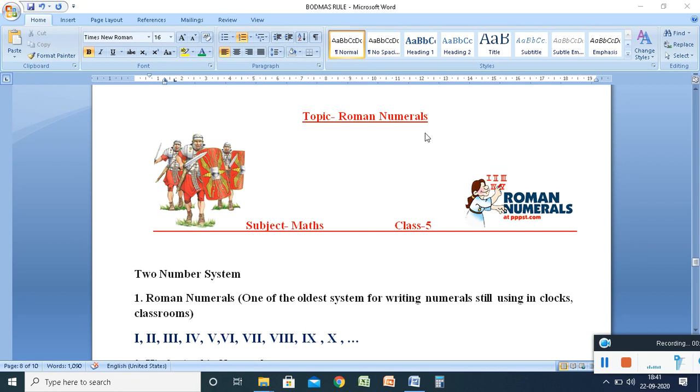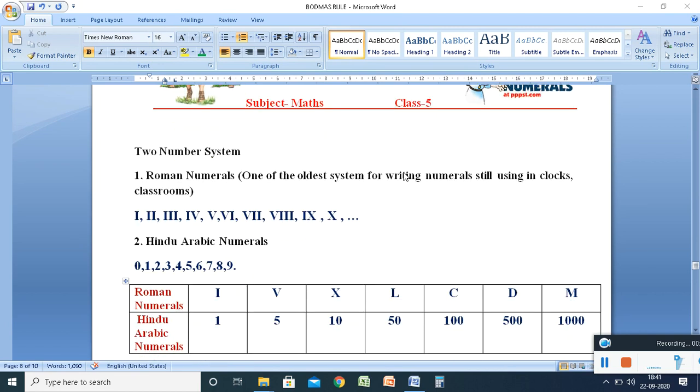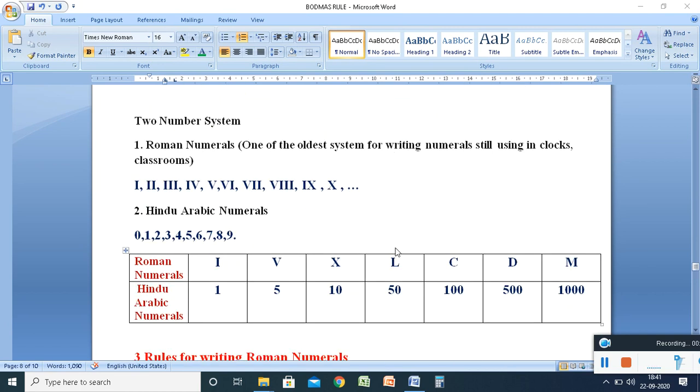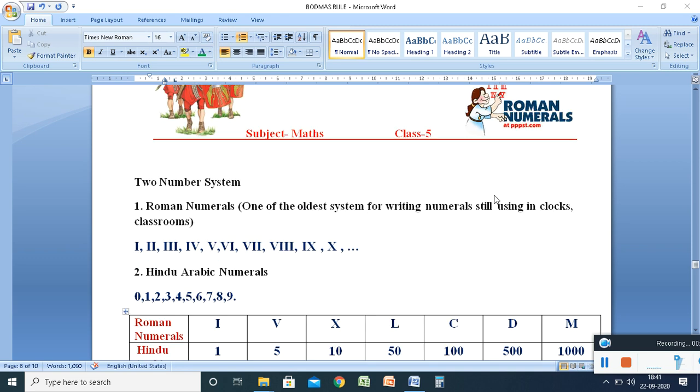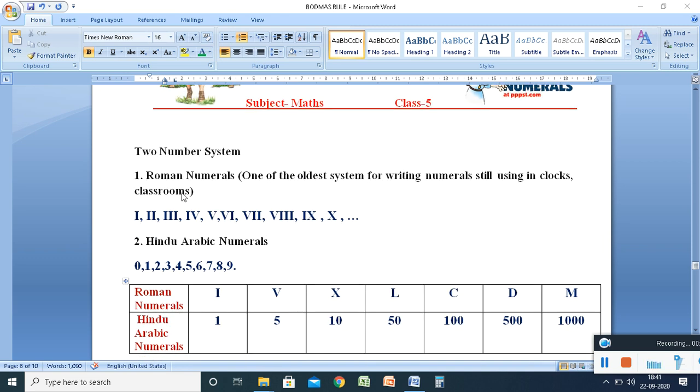Numerals. Romans invented Roman numerals. In this video, I am going to explain how you can write Roman numerals and how you can convert from Roman numerals to Indo-Arabic and Indo-Arabic to Roman numerals. Let me see. There are two number systems: one is Roman numerals and the other is Indo-Arabic numerals.